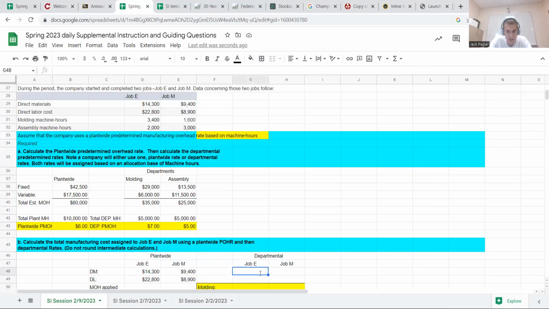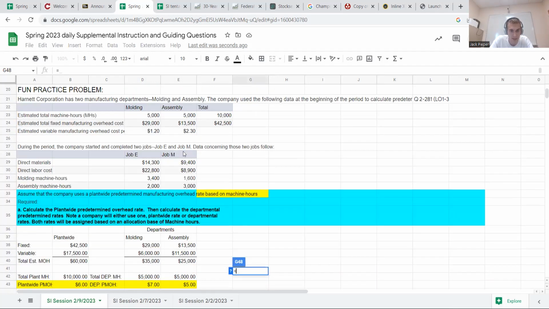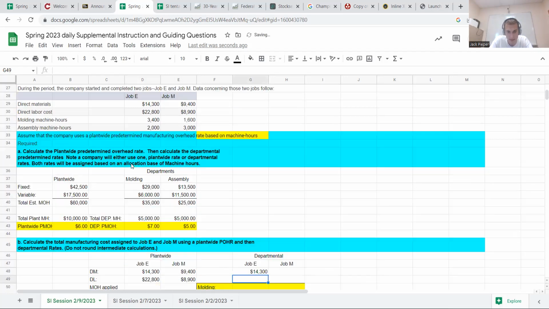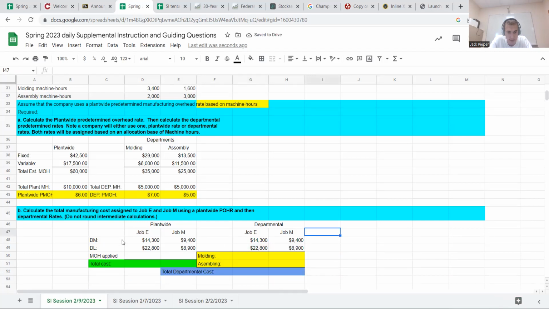And we'll do the same thing for the departmental-wide overhead rate first, because again, it's a direct cost, so it doesn't change with activity level, or it doesn't change with the amount of overhead that we apply. Okay, so now they're all the same. Cool. Now we can use our plant-wide overhead rate to apply the overhead.